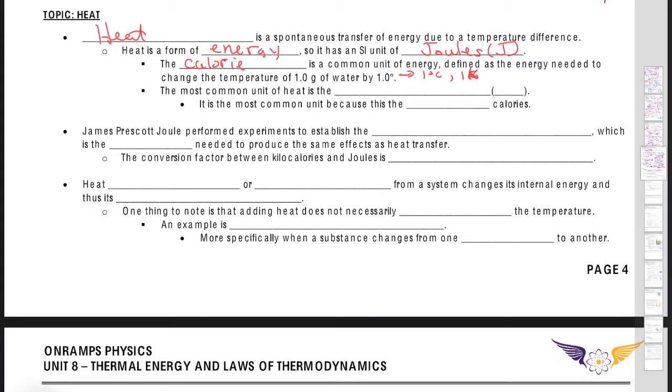Now, the most common unit of heat is the kilocalorie, or kcal. Calories are abbreviated cal, and make sure you don't capitalize it, because of the next reason. The kilocalorie is the most common unit because these are the food calories. When we talk about calories of food, we capitalize Calories, where the capital C Calorie is a kilocalorie.